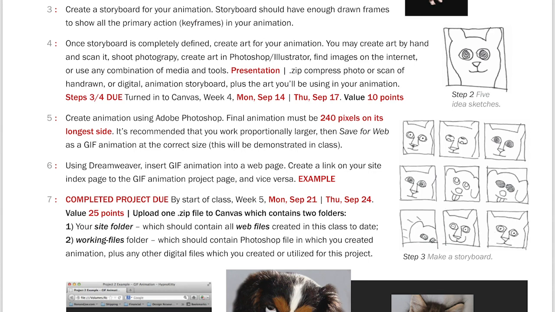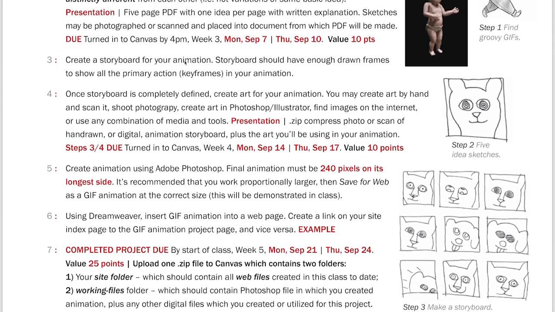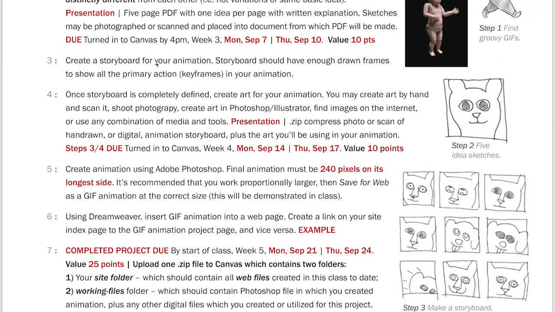So here we are, back in the Project 2 project sheet, and I want to talk about what the next 2 steps of the project are going to be. So we're up here at the top, point number 3. We're going to create a storyboard next, and you actually saw my example storyboard in class this last week, but here it is again down here in the lower right corner.